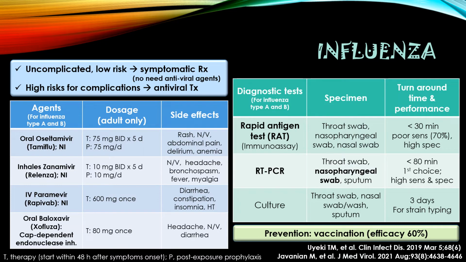This disease can be prevented by vaccine. Efficacy is about 60%. The main purpose of the vaccine is to provide security in high-risk patients, but you can be infected with influenza outside the vaccine strain. It's like COVID, right?